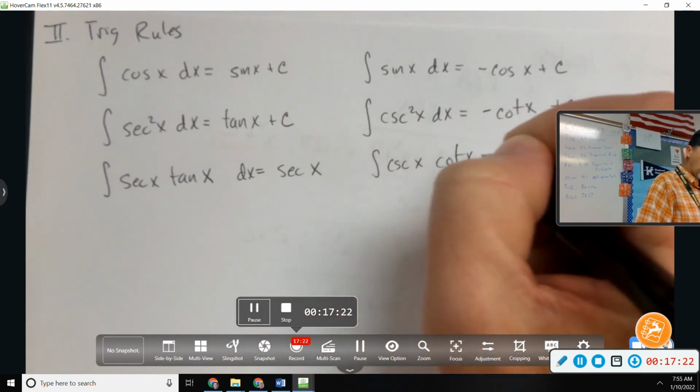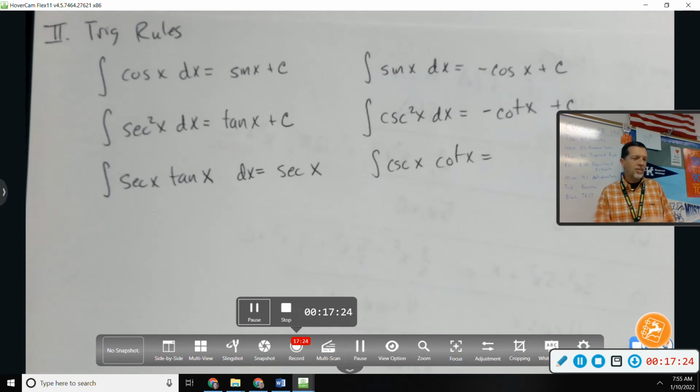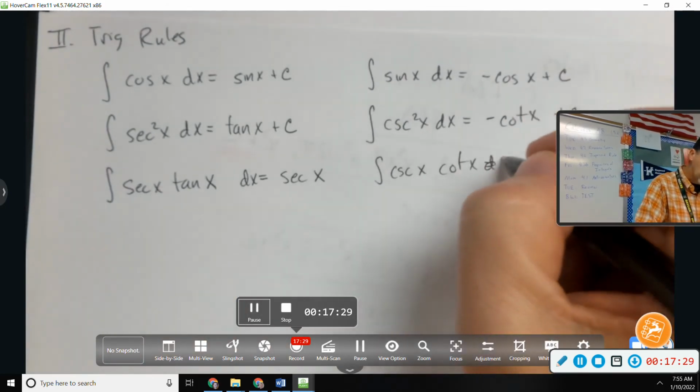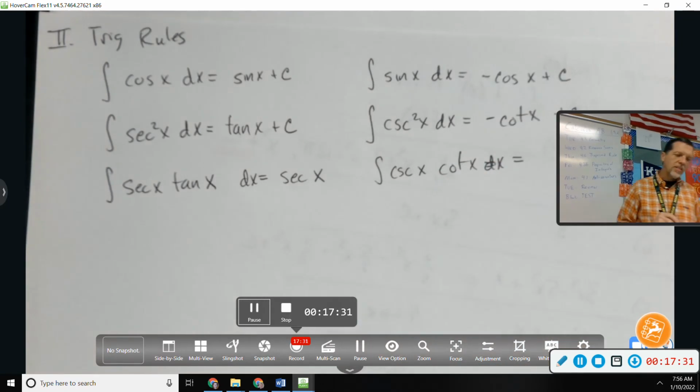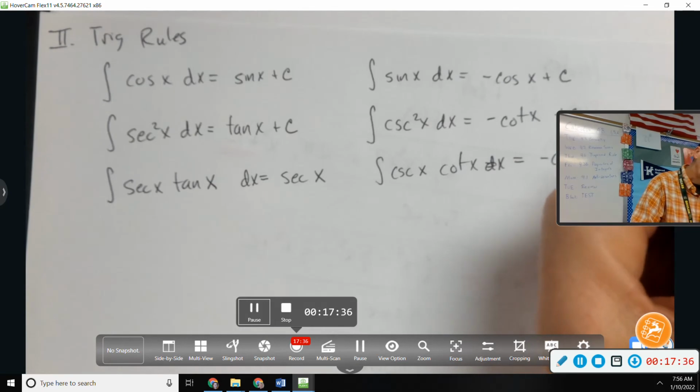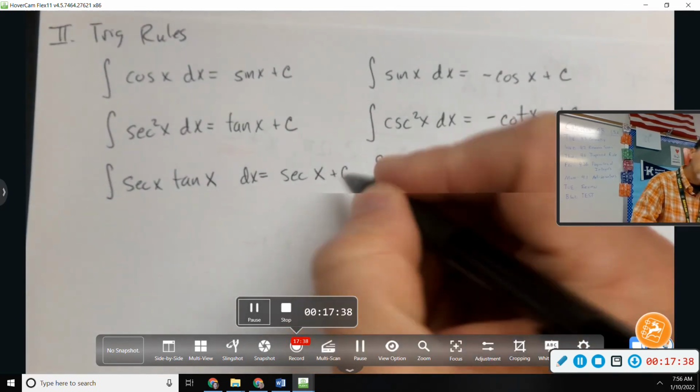And I definitely don't have the second half memorized. I just look at the first side to switch everything. Whoops, dx. Find an antiderivative of cosecant cotangent. That would be negative cosecant x plus c. Oops, left off the plus c on the secant one as well.